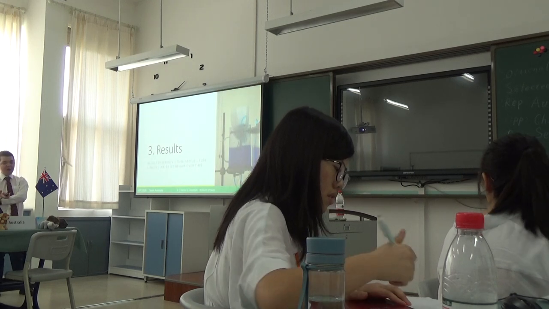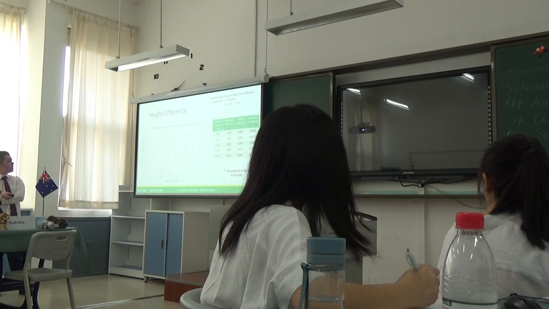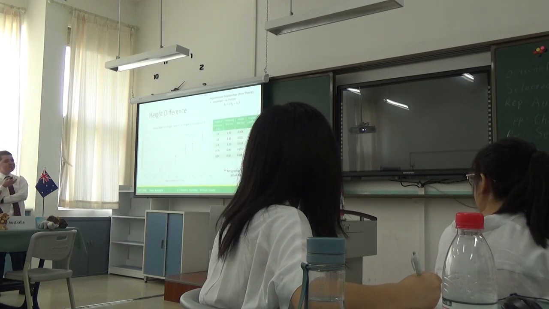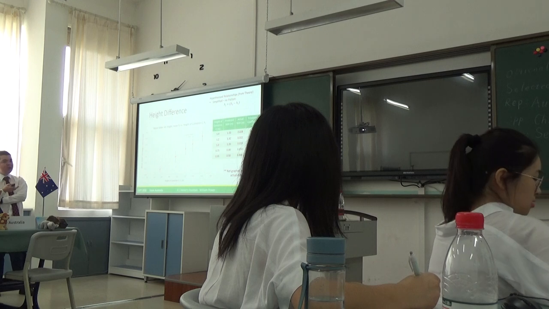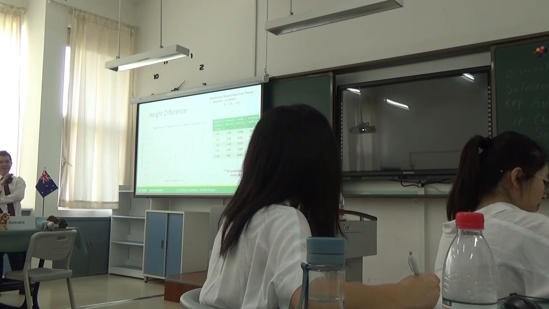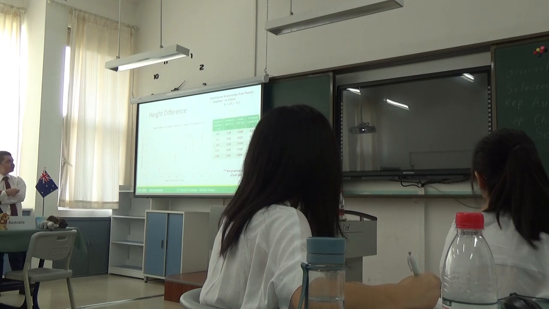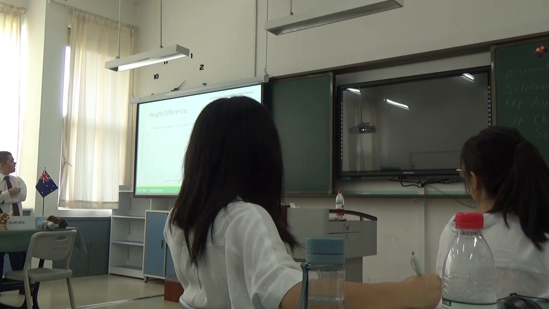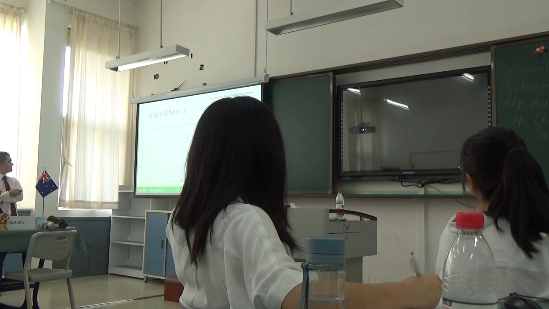Okay, so now if we look at some of the results. First we'll look at height difference. So in height difference, to change the height difference, the difference between H2 and H1, we left everything else constant and just changed the height of container C. So essentially, we then put this in and looked at it.